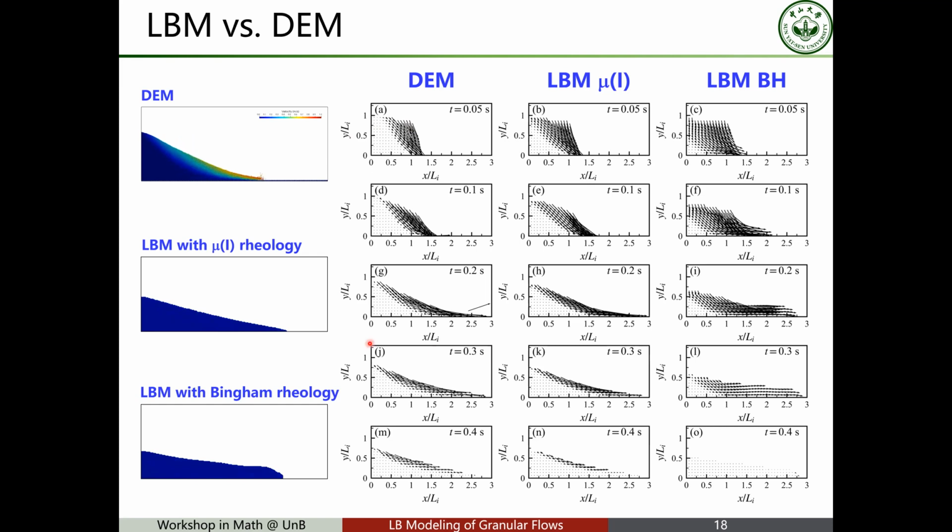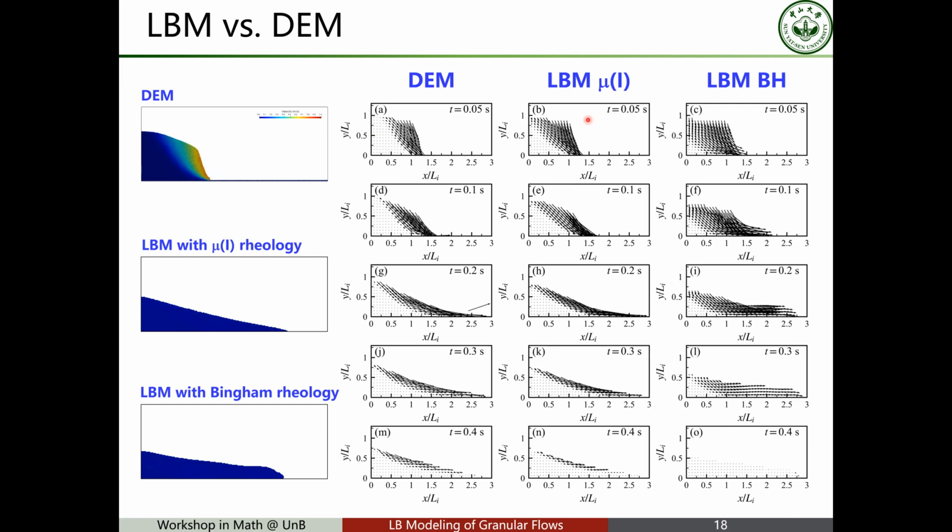And you can see that when the Bingham rheology is used, there is an unyielded corner at the early stage of the collapse, and later during the collapse, you have this plug flow behavior, which is very different from the DEM results. Well, if we change to the mu-I rheology, then a much closer match between DEM and LBM can be achieved. Although if we look closer at the DEM results, we can still spot some small differences.